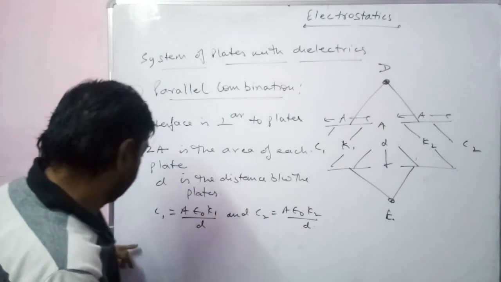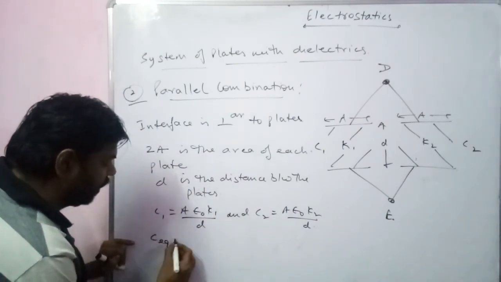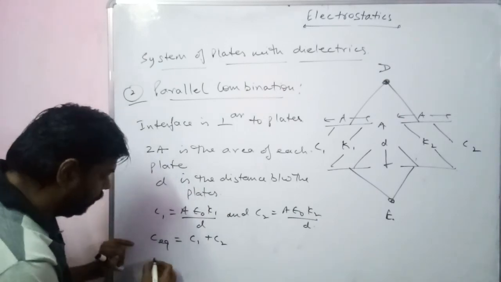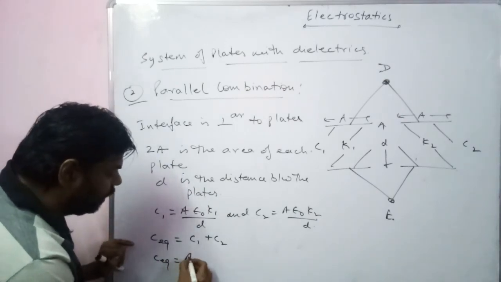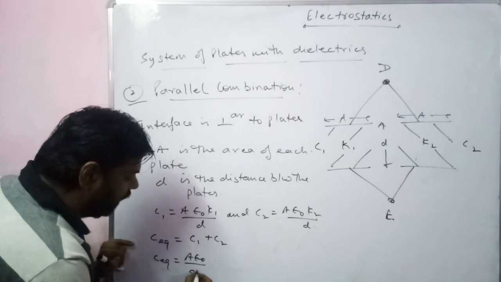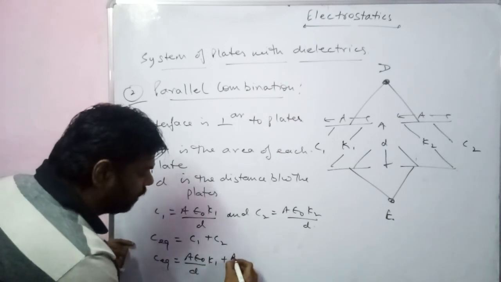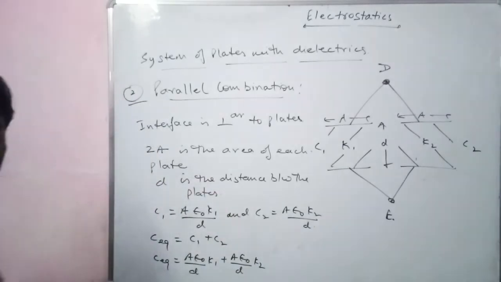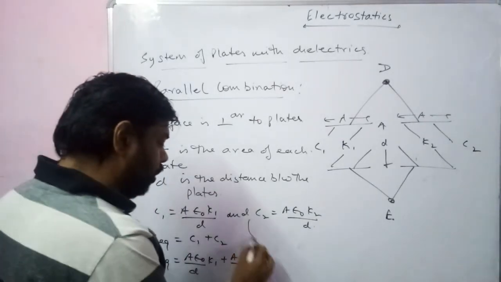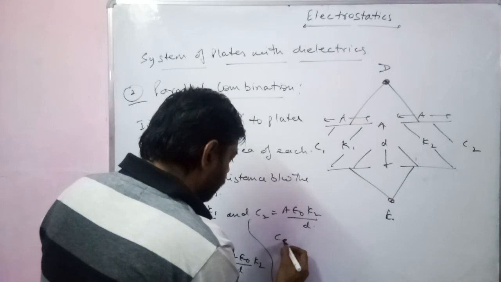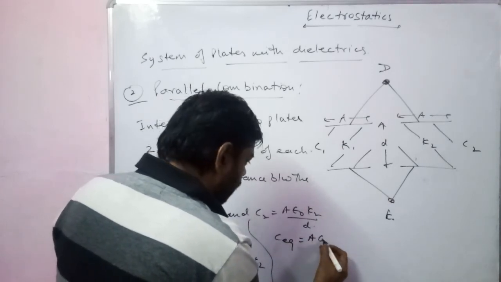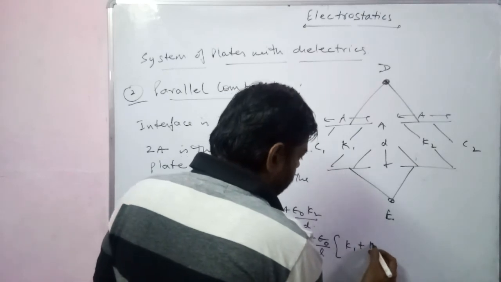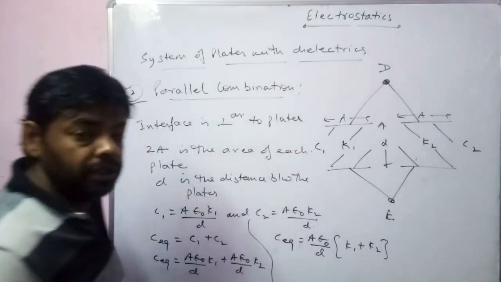So C equivalent is written as C1 plus C2. So the C equivalent is written as A epsilon naught by D into K1 plus A epsilon naught by D into K2. Okay. Solving it, C equivalent is written as A epsilon naught by D, which is made common, into K1 plus K2. This will be the result.